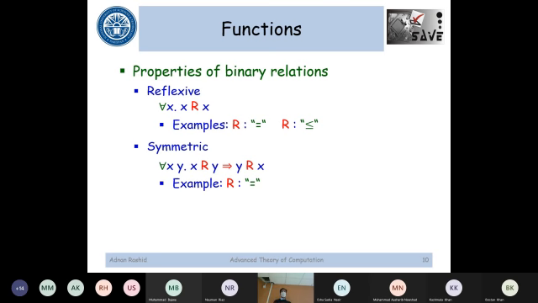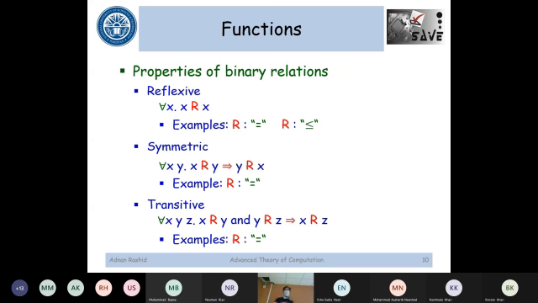And then we can have the transitive property. So it says for all x, y, z, so we have three variables now. If xRy and yRz are true, you can say xRz is also true. Okay, so we can have equal to here. And what else? The greater than, less than. Yes, greater than and less than would also be true for this case.